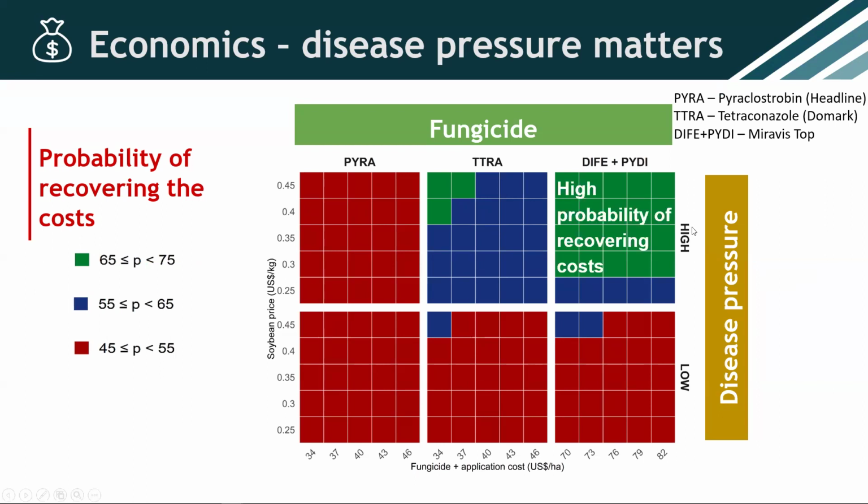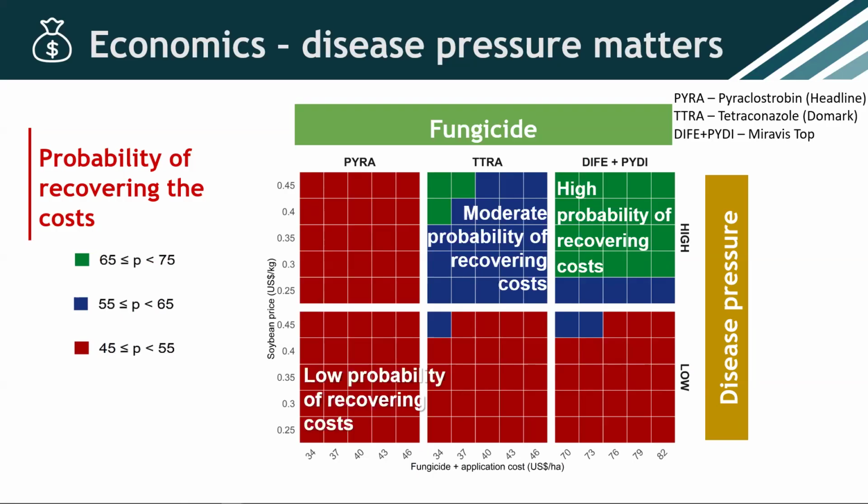But looking at Merivon, which is our mixed mode of action, and high disease is when we have our highest probability of recovering our costs, followed by tetraconazole or Domark, a single mode of action, but not the number 11. Triazole is a number 3. It has moderate probability of recovering costs, but again, only in that high disease pressure versus, again, the solo product that's a QoI or a strobilurin, a number 11, here being Headline.